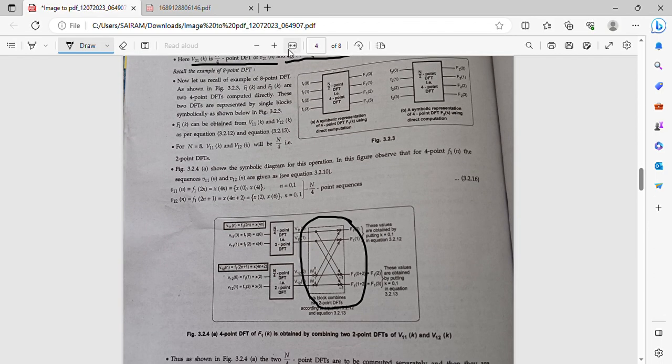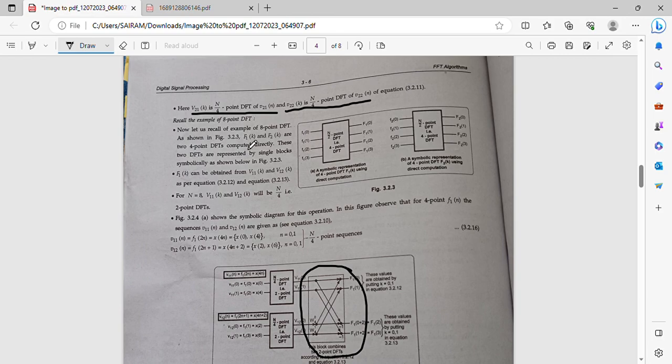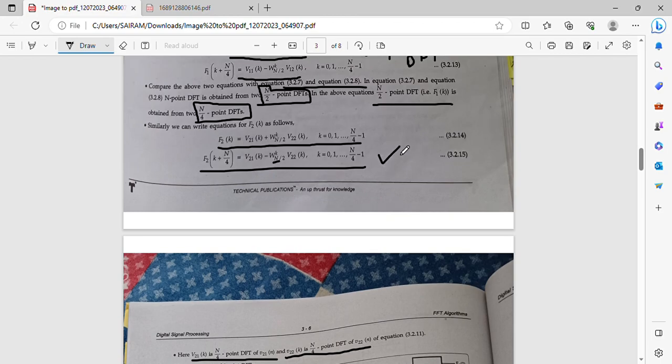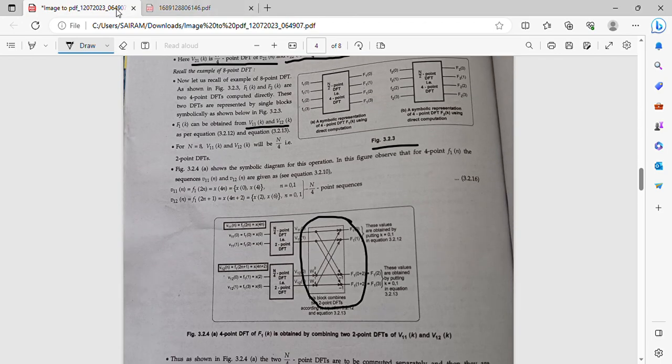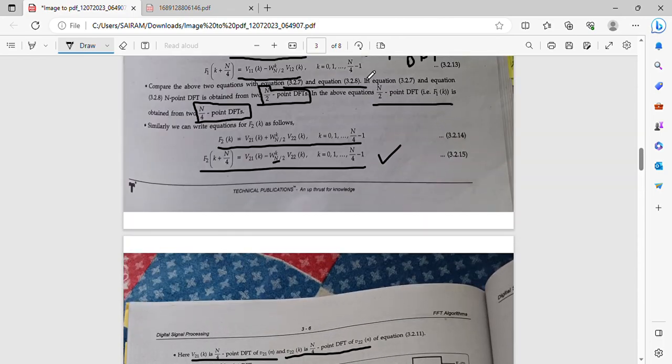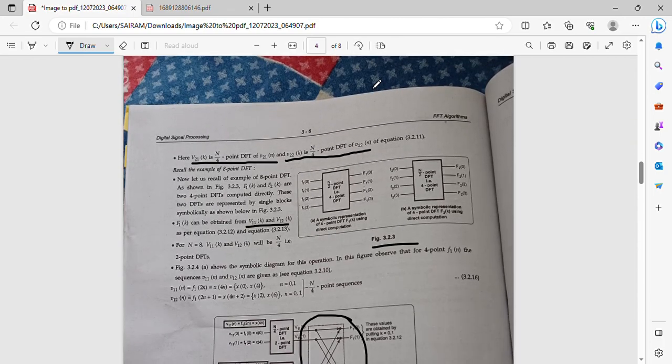Yes. Okay, and now coming to this particular part: my F1 of K and F2 of K are two 4 point DFTs computed directly and are represented by single blocks as shown in this figure. F1 of K can be obtained from V11 of K and V12 of K as per that particular equation, by using these two equations, right? Yes. And now this one, the first one, not the second one. I'm sorry, it's the first one.